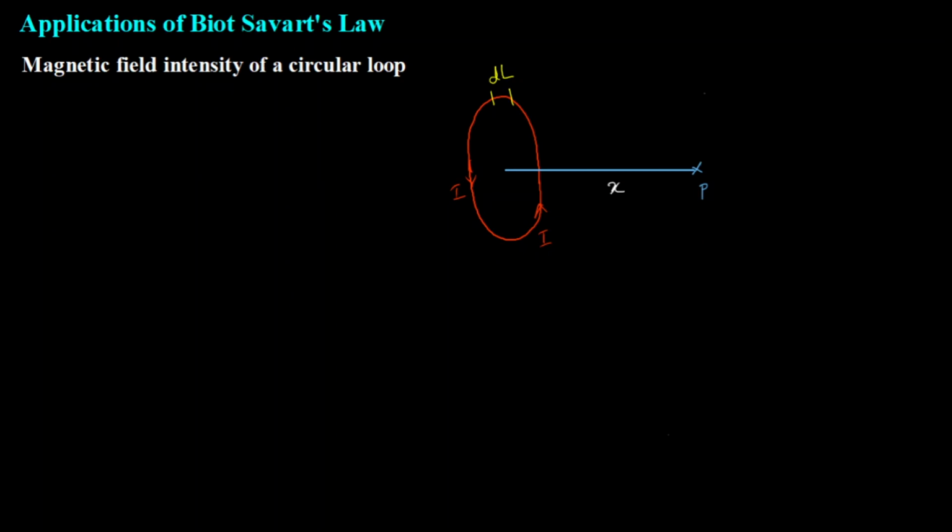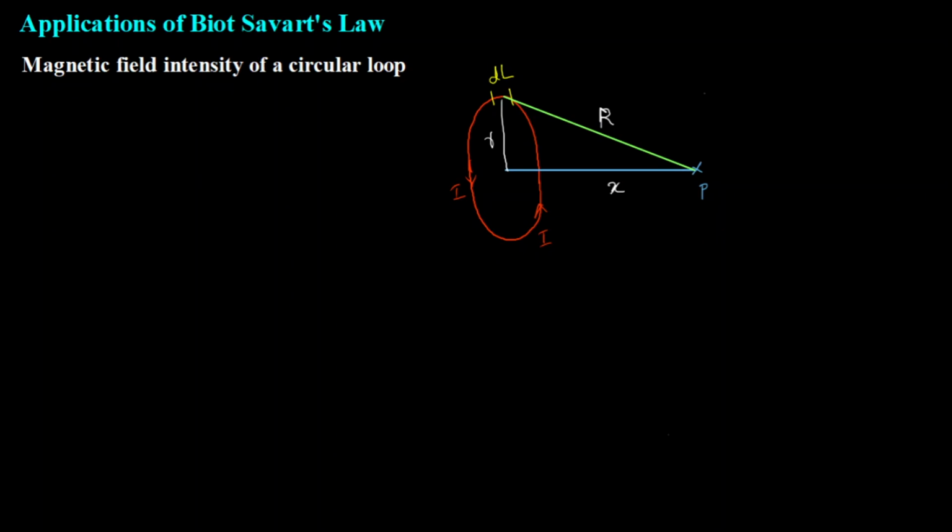I will not consider vector representation for this derivation. We'll keep things very simple. Now from here I have to draw a line, a path to the point P. I'll also let this distance be capital R, and I'll also measure the radius of the loop. So small r will give you the radius.